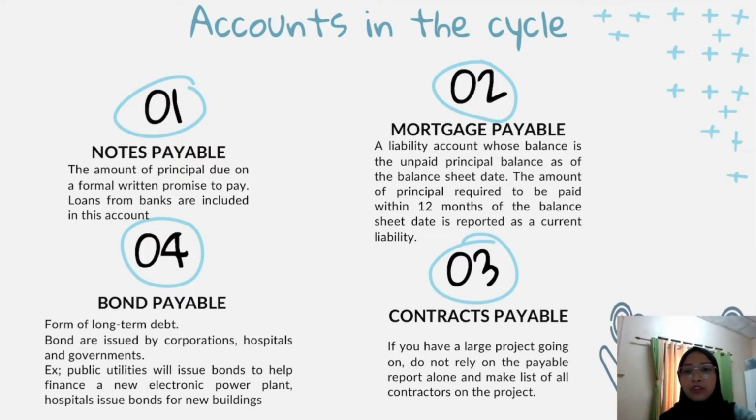The third one is contract payable. If you have a large project going on, do not rely on the payable report alone and do make a list of all contractors on the project. The fourth, bond payable. Bond payable is a form of long-term debt. Bonds are issued by corporation, hospital and government. So, for example, public utilities will issue bond to help finance for a new electronic power plant. But in hospital, they usually issue bond maybe for new building or new equipment.